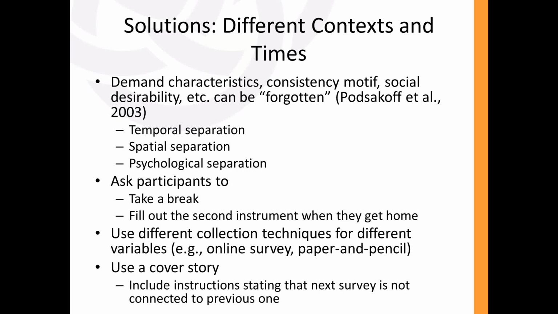Another technique, use a cover story. Basically, explicitly indicate that one survey that's coming up next is not connected to the previous one that they just took. And this is the piece of psychological separation up here, where you can prevent people from assuming that the two are related, and thereby assuming that they have to have these consistency motifs and desirability characteristics. If you literally say that they're not related, people are often put at ease.